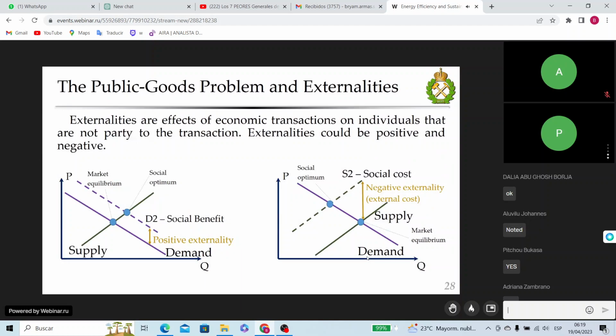What is possible to do? Public goods are associated with externalities. When we use a public good and it affects someone else, it is called an externality. If such effects are undesired, as in the case of pollution, they are called negative externalities. If they are desired, then they are positive externalities.